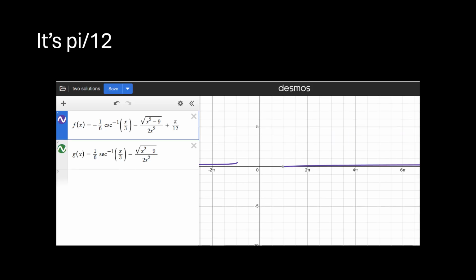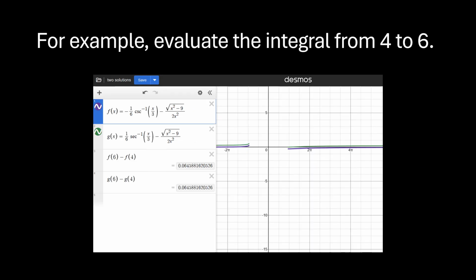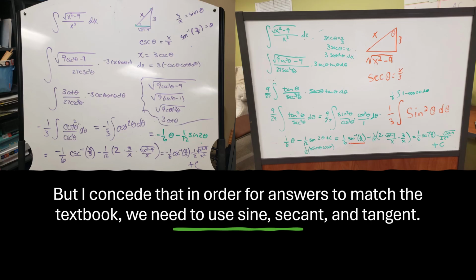In fact, the constant that the indefinite integral ate was a pi over 12. So if I add pi over 12, then they overlap. Had it been a definite integral, the answers would have come out the same anyway. But I concede that if we want the answers to match the back of the textbook, we're going to have to use sine, secant, and tangent, sometimes begrudgingly.